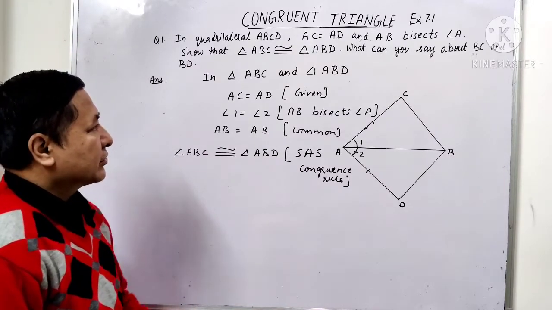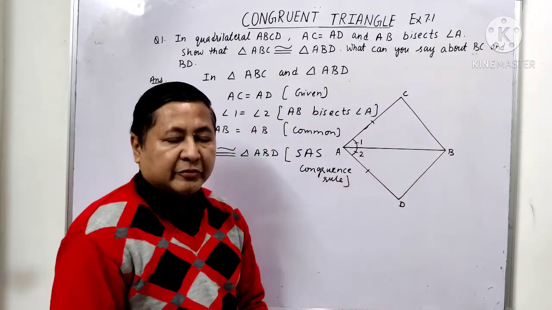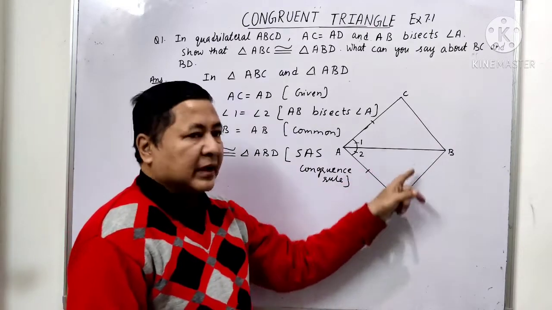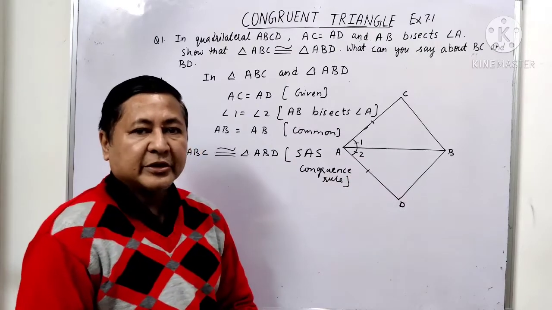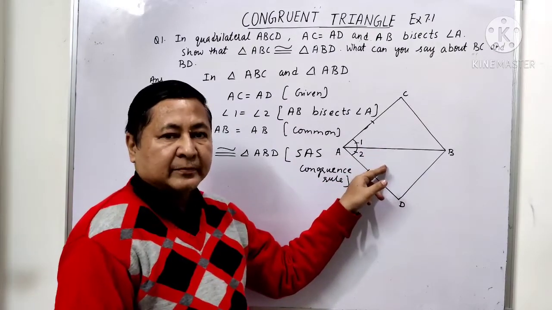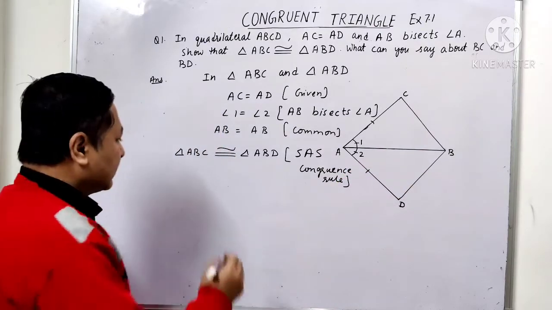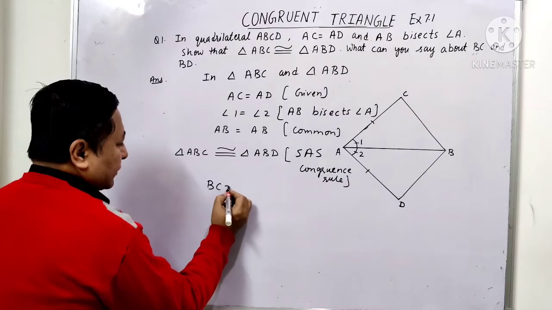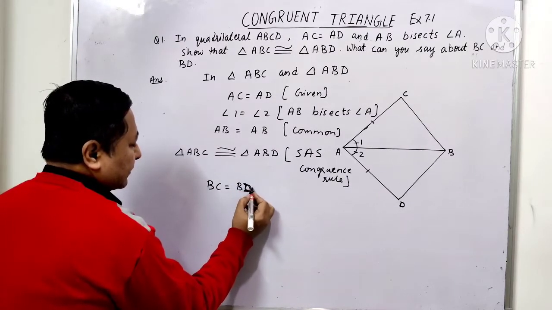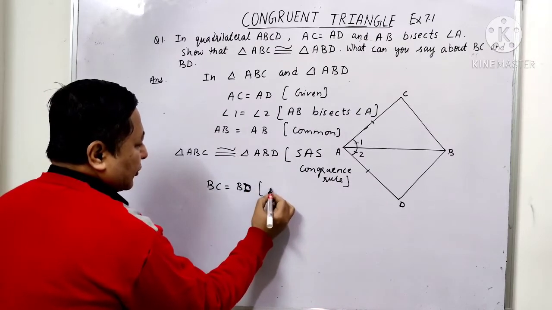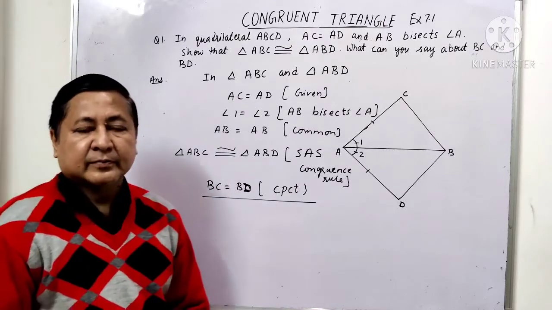Now one more thing is asked in the question: what can you say about BC and BD? If you see carefully, BC and BD are corresponding parts of these two triangles, and we have already proved that these two triangles are congruent. So the corresponding parts, BC and BD, will also be equal. So BC is equal to BD. The reason is CPCT, which stands for corresponding parts of congruent triangles are equal.